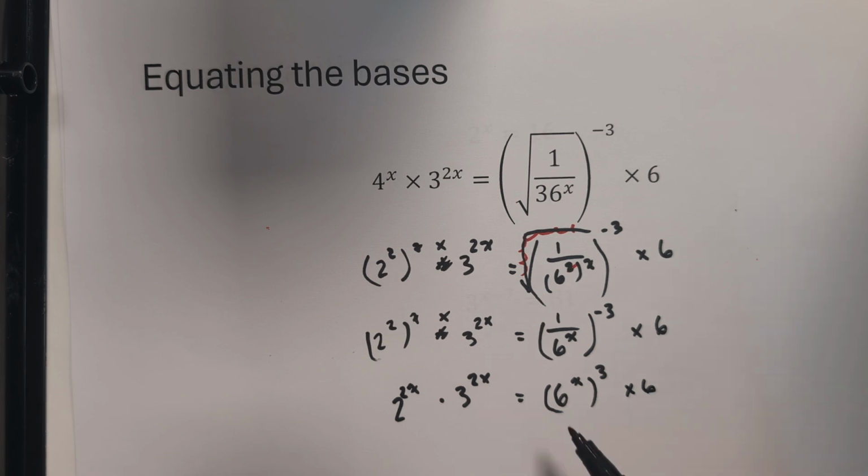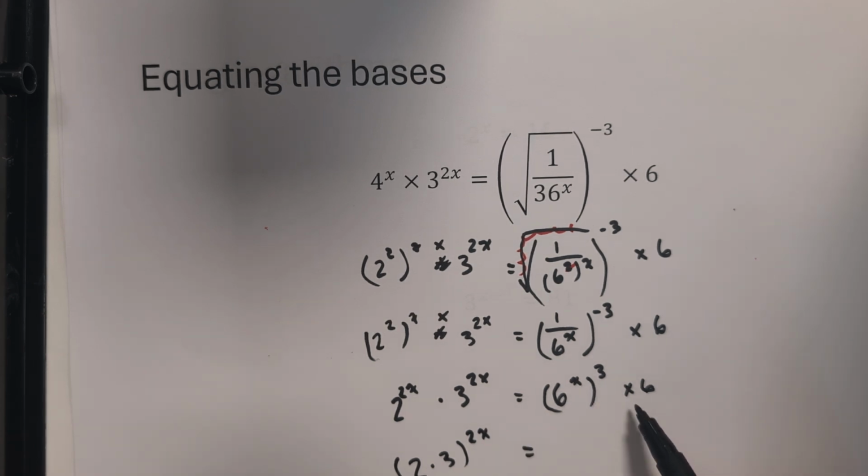Times 6. And this is not really a straight rule of you just do this, this, and another thing. You have to play around a little bit to see where it might go. These have the same exponents now. So again, thinking of that other power law product rule with the exponents, this is 2 times 3 to the 2x. And this is 6 to the 3x times another 6. So 6 to the 3x plus 1. That's all the exponent.